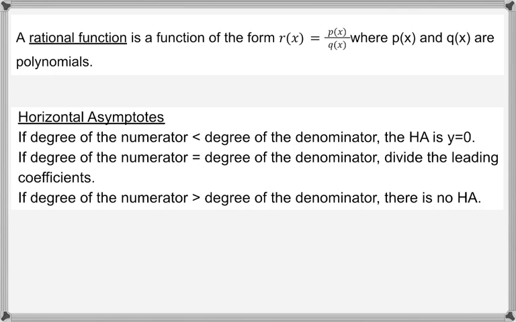You can have more than one vertical asymptote, you can have more than one hole, but you can only have at most one horizontal asymptote. So if the degree of the numerator is smaller than the degree of the denominator, we will have a horizontal asymptote, and it's going to be the line y equals 0. If the degrees of the numerator and the denominator are equal, there is a horizontal asymptote, and we're going to find it by dividing the leading coefficients, which we will illustrate. And then if the degree of the numerator is larger, then there isn't a horizontal asymptote.